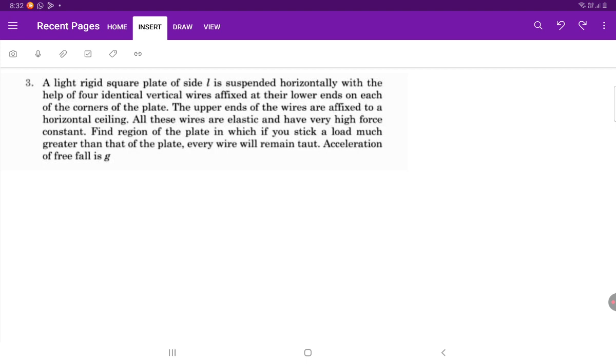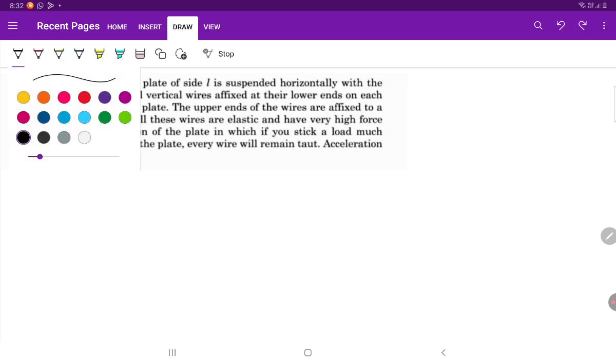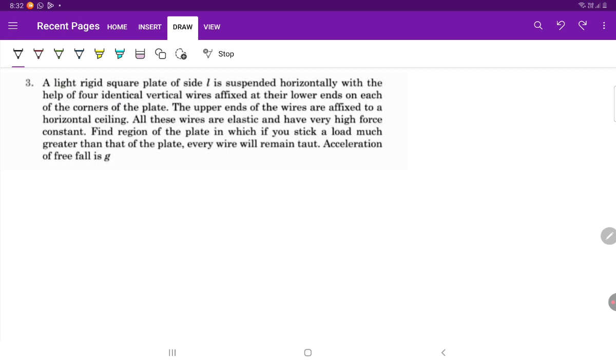So the question says you have a light rigid square plate of side length L which is suspended horizontally with the help of four identical vertical wires affixed at their lower ends on each of the corners of the plate. The upper ends of the wires are affixed to the horizontal ceiling and all the wires are elastic and have very high force constant. Find a region of the plate in which if you stick a load much greater than that of plate, every wire will remain taut. First of all, this line is very important.